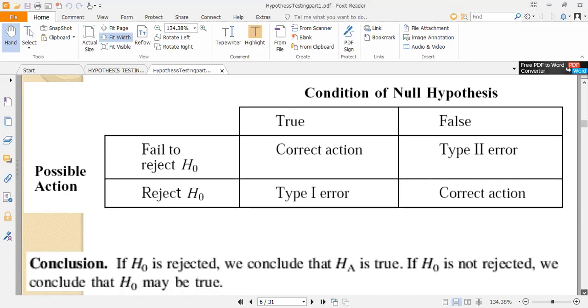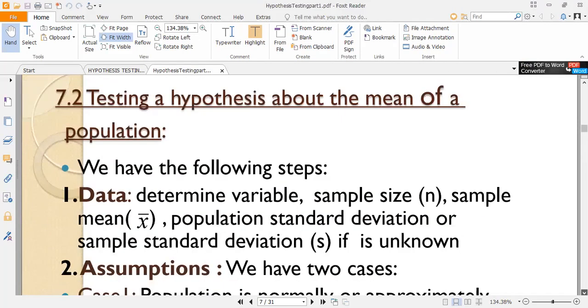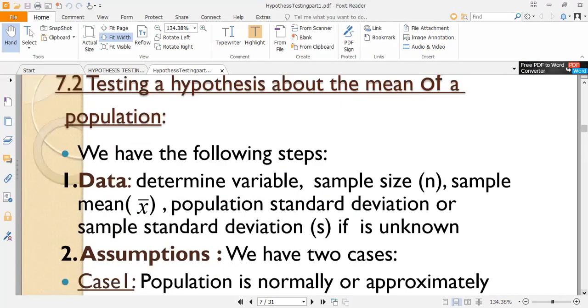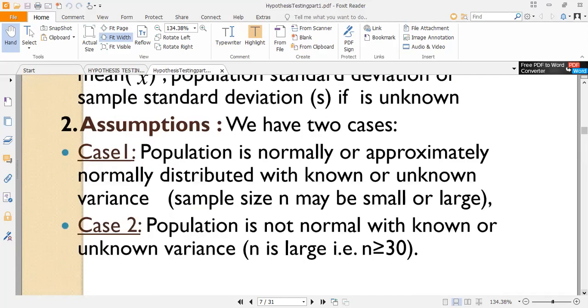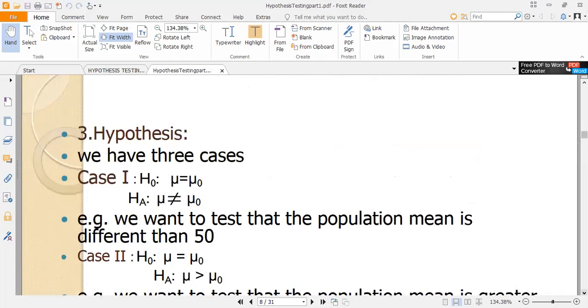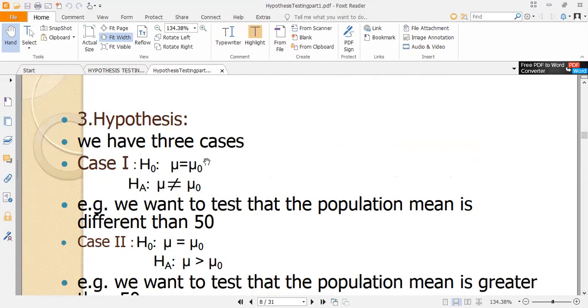Okay, so we now go into the steps that are involved in testing hypothesis. Step 1, we need to state the hypothesis, which can be mu is equal to 0, or mu is not equal to 0 as the alternative hypothesis. This case that we are dealing with here is called a two-tailed test. For a two-tailed test, the signs that we use are equal to or not equal to.